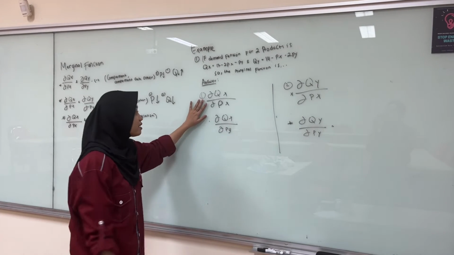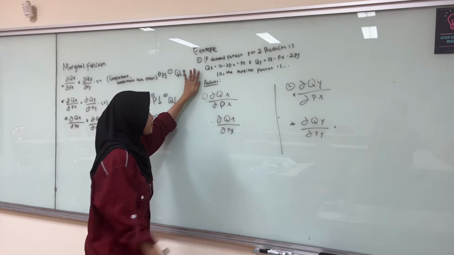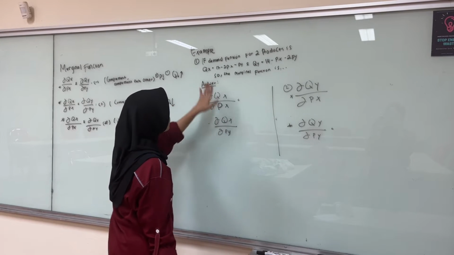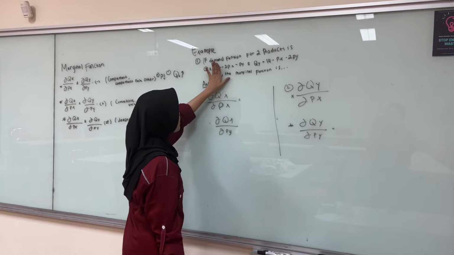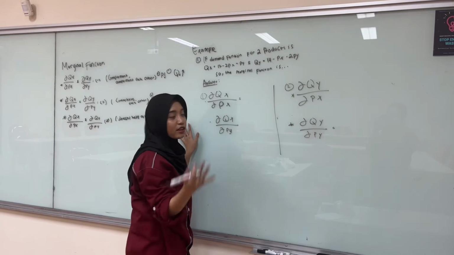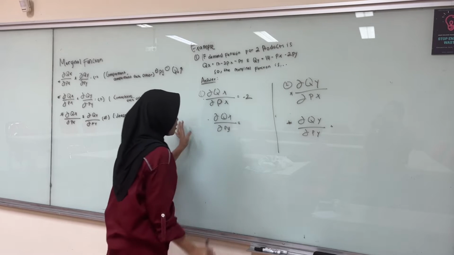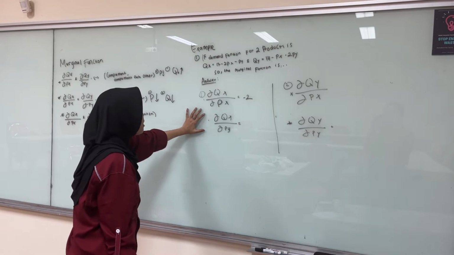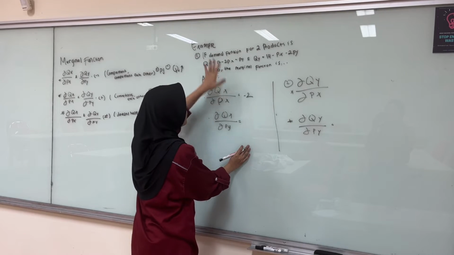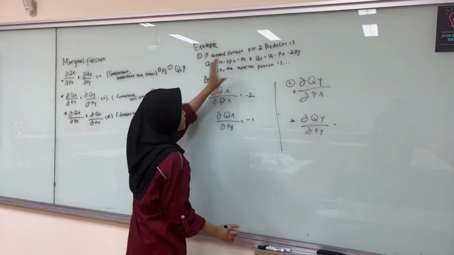So first, we find the derivative of px in the qx function. We just look at the px and ignore the number. So this is minus 2px, and if we derive, it will be minus 2. And then the second, the derivative of py in the qx function, we just look for the minus py only, which will be minus 1.